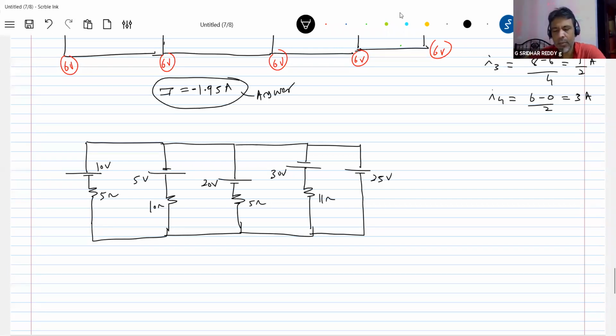Find the current through the 25 volt cell. You have to calculate the current through this cell. Try to notice this particular problem.